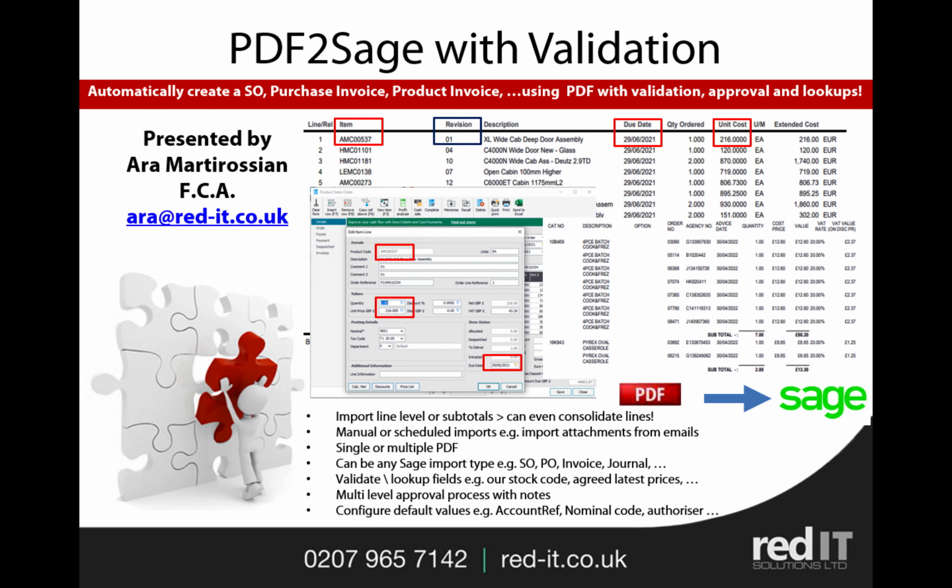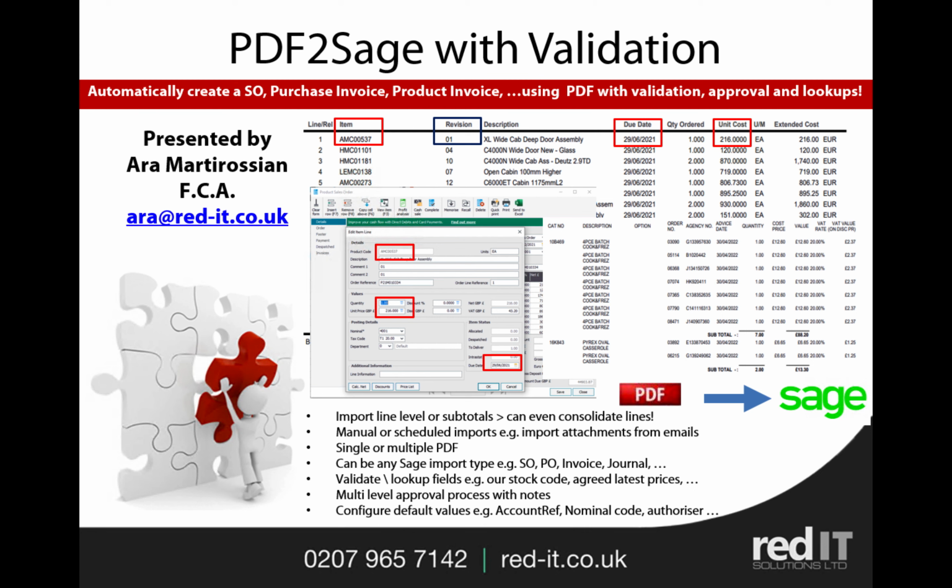So PDF2Sage can work at either line level or subtotal level. You can even consolidate lines if you need it, and we'll have a look at that in a minute. It can be set up as a manual import or a scheduled import. So you could set it up to extract the attachment from an email and automatically import it into Sage. It can work on a single or multiple PDF, and it can then use the data from the PDF to create pretty much any kind of Sage import transaction.